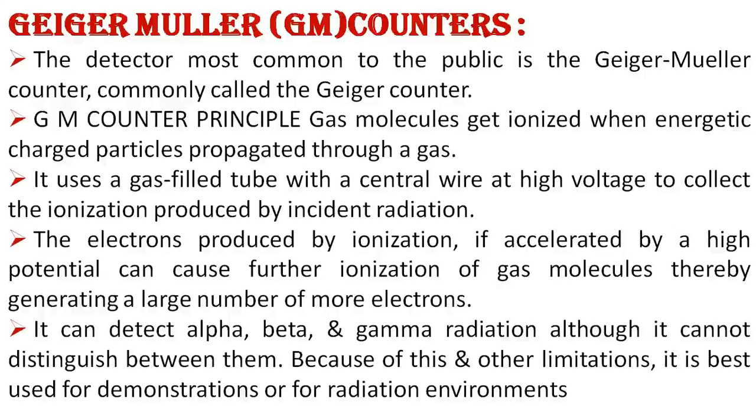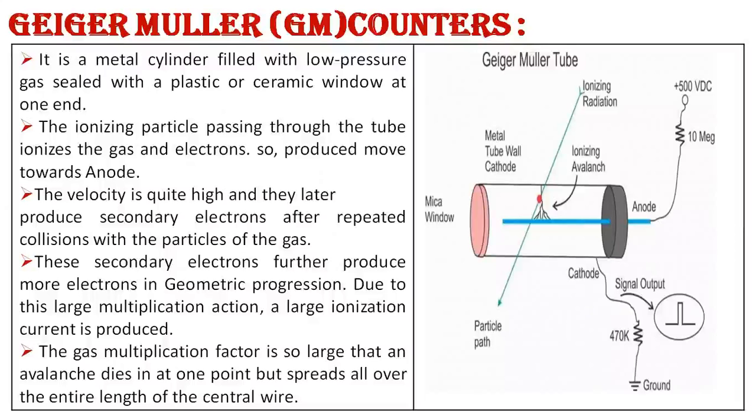The electrons produced by ionization, if accelerated by a high potential, can cause further ionization of gas molecules, thereby generating a large number of more electrons. It can detect alpha, beta and gamma radiation, although it cannot distinguish between them. Because of these and other limitations, it is best used for demonstration or for radiation environments.